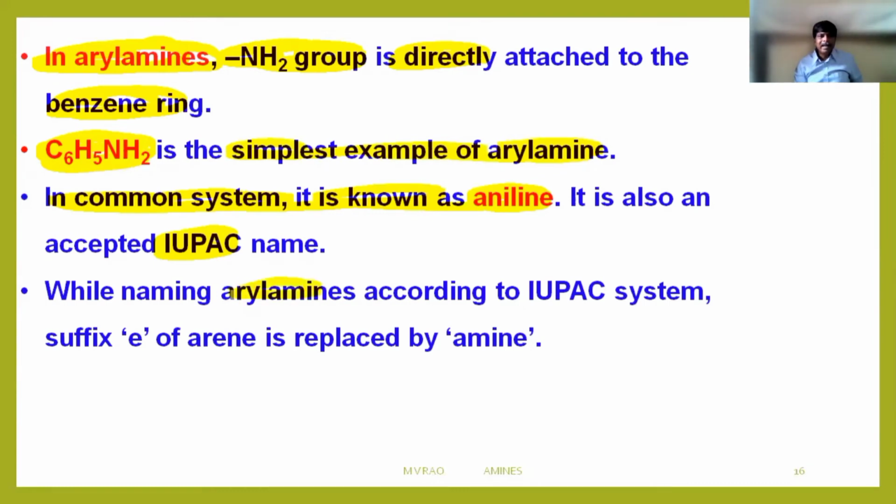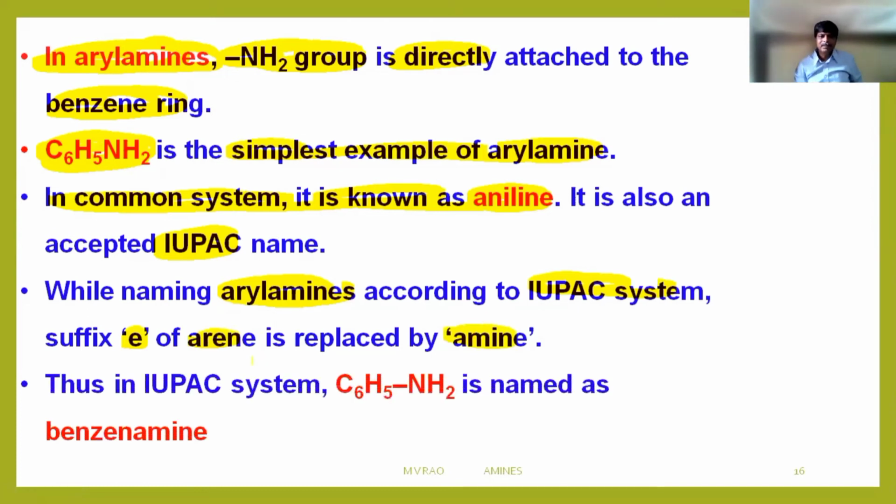While naming aryl amines according to the IUPAC system, the suffix E of benzene is replaced by amine. For example, C6H5NH2, you take benzene. In benzene, the E is replaced with amine, so its name is benzenamine.